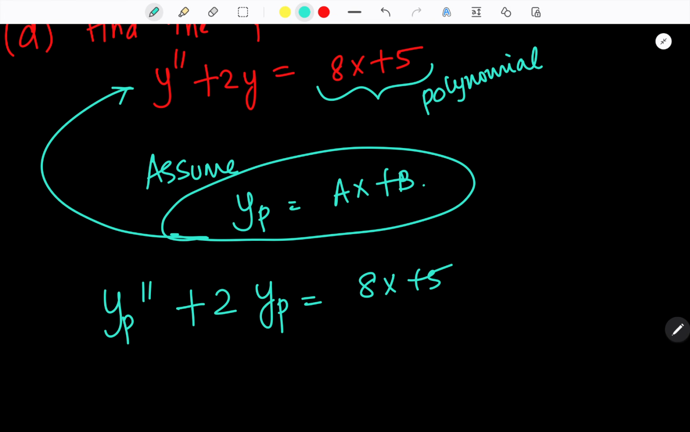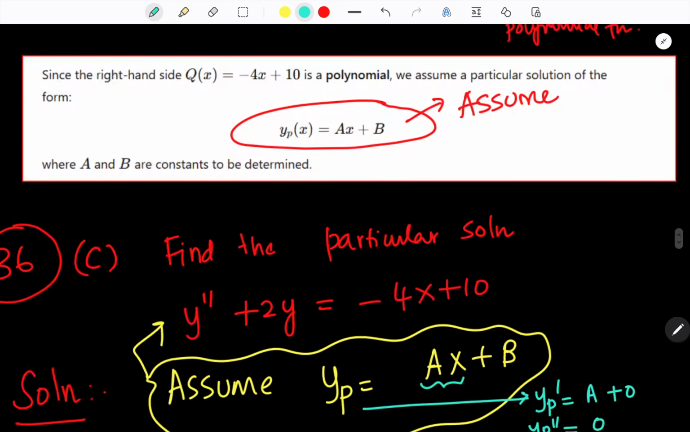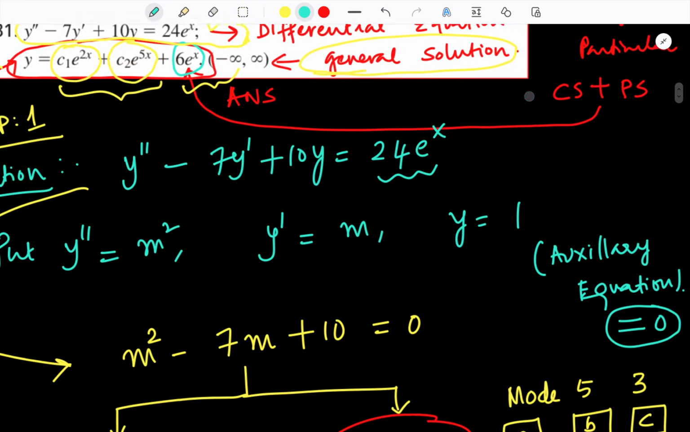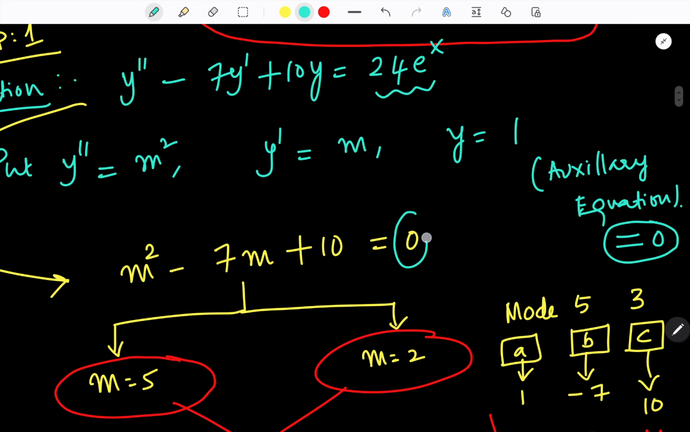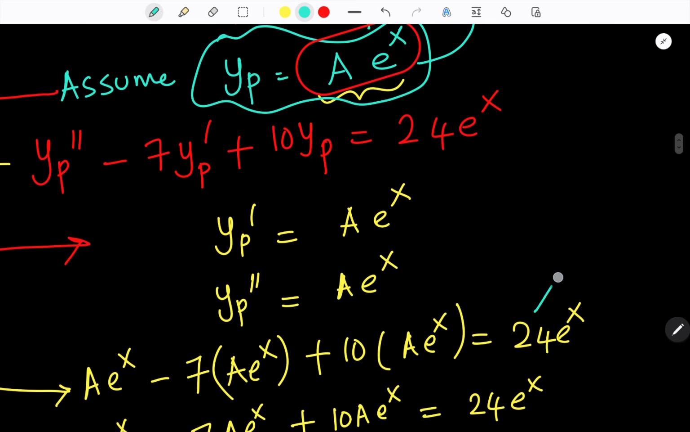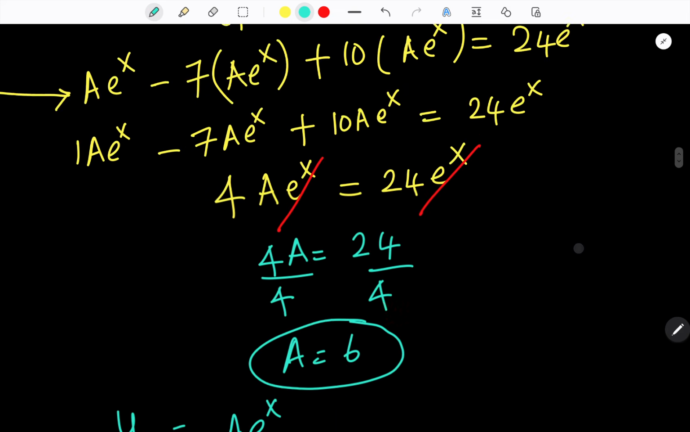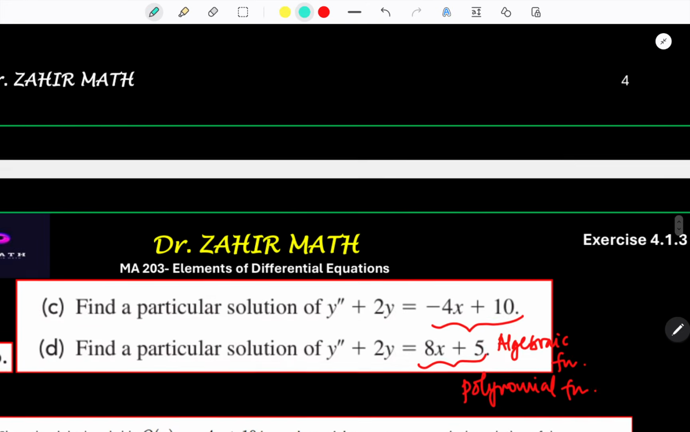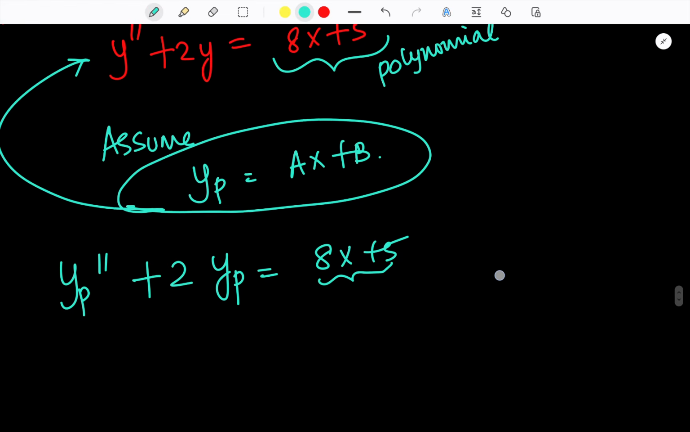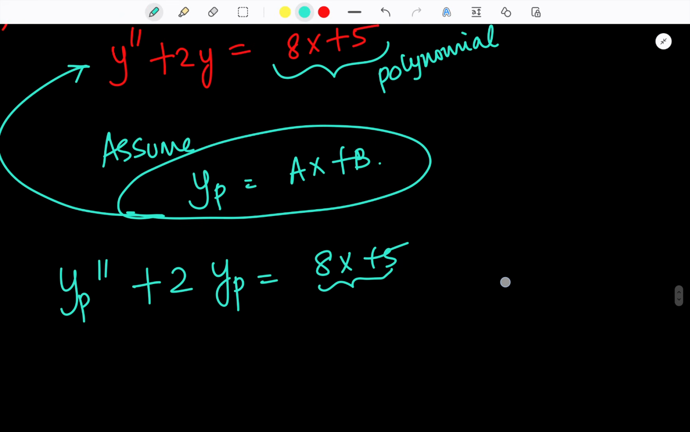Now you can ask one question. Teacher, why are you not putting the right hand side as 0? In the previous question you put the right hand side as 0. No, for step number 1 I put 0, because for writing the auxiliary equation, the right hand side is 0. But for the particular integral, it is not 0. Look here, the 24e power x is coming. I didn't put 0. So for finding the complementary solution, we make it 0. For finding the particular solution, we do not make the right hand side equal to 0.